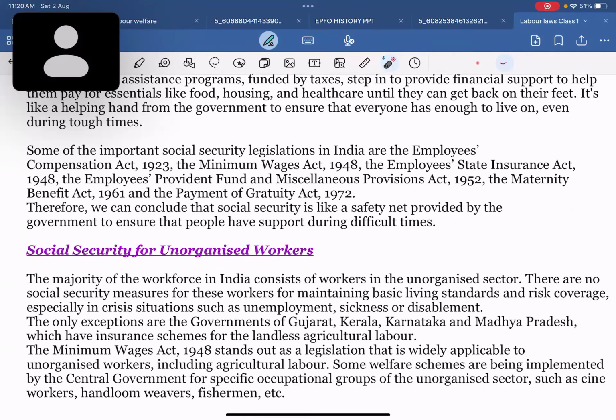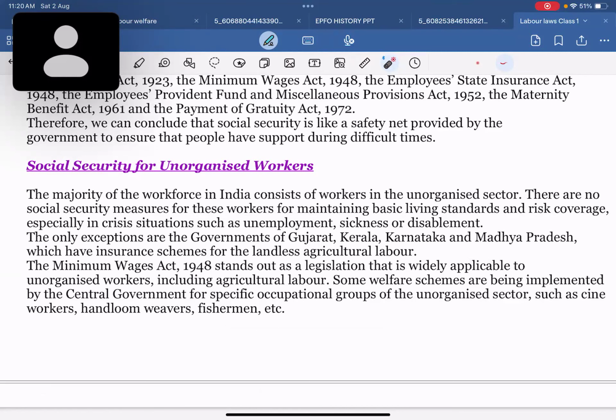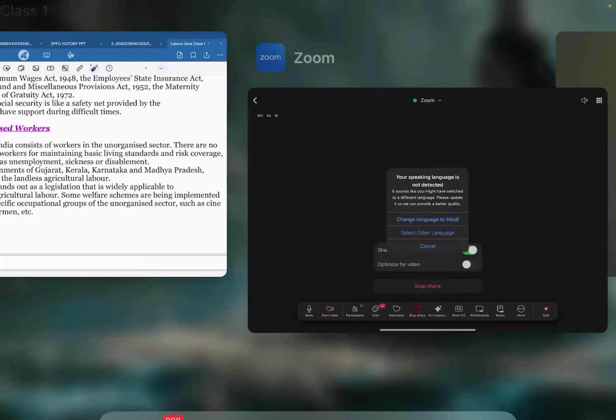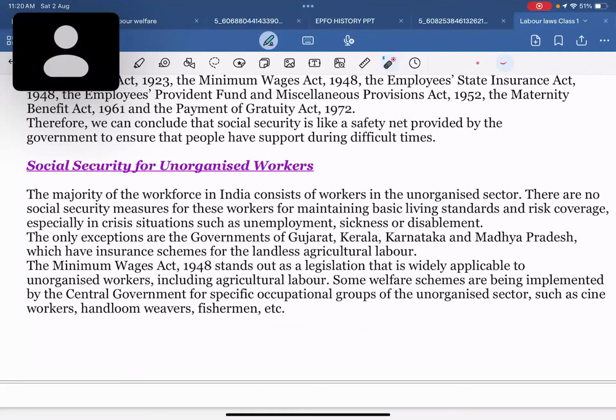Okay. So now the social security for the unorganized sector. Obviously the majority of the workers in India consist of workers in the unorganized sector. There are no social security measures for these workers for maintaining basic living standards and risk coverage, especially in crisis situations such as unemployment, sickness or disablement. The only exceptions are the governments of Gujarat, Kerala, Karnataka and Madhya Pradesh, which have insurance schemes for the landless agricultural labor. Very good.